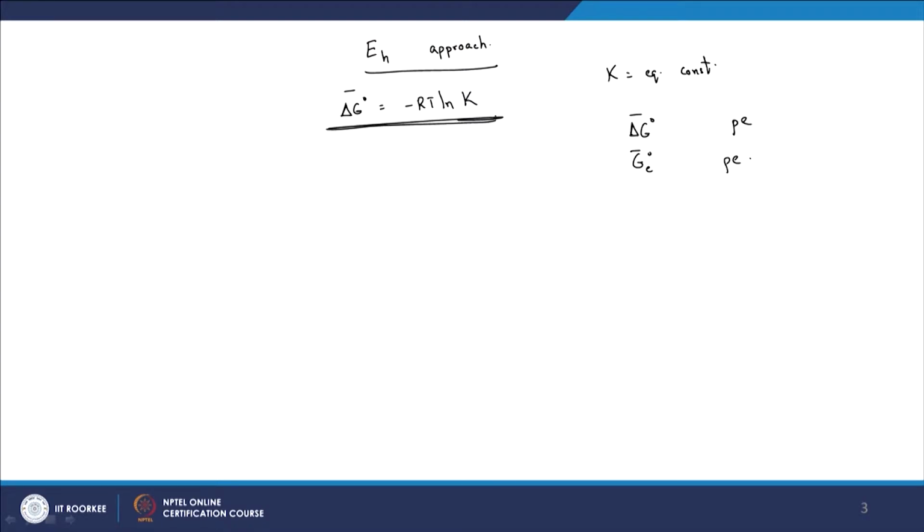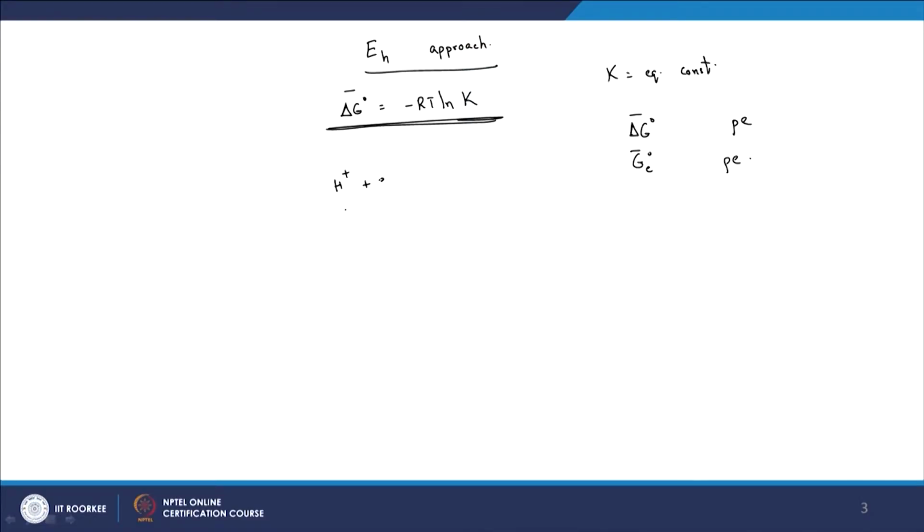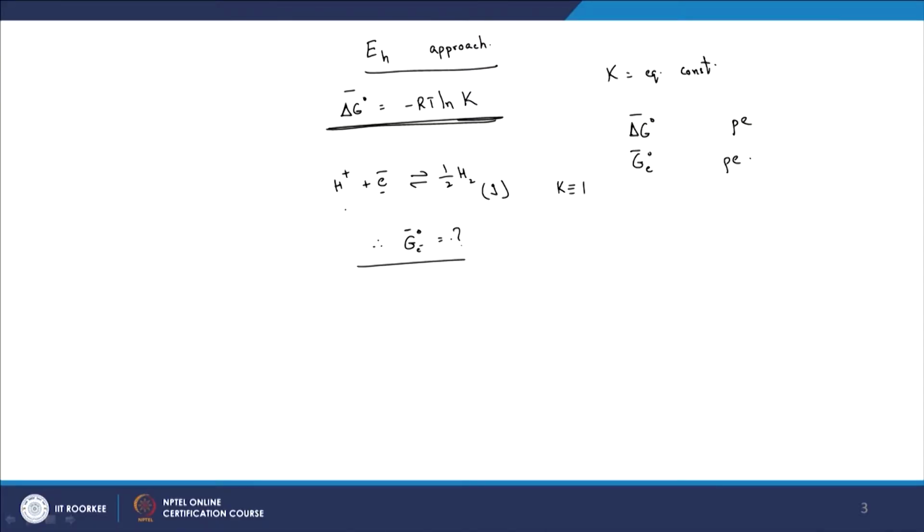If people can refresh their memory, we looked at this fundamental equation very early in the class. Let's consider this particular half reaction: H+ plus electron goes to half H2. This is going to be gas, and this is in general the reference half reaction. The equilibrium constant for this would be equal to 1. Now how do I calculate the standard molar Gibbs energy of this electron? If people remember, the delta G of the reaction at standard conditions was equal to the summation of the stoichiometric coefficient times the chemical potential of the products minus that of the reactants.